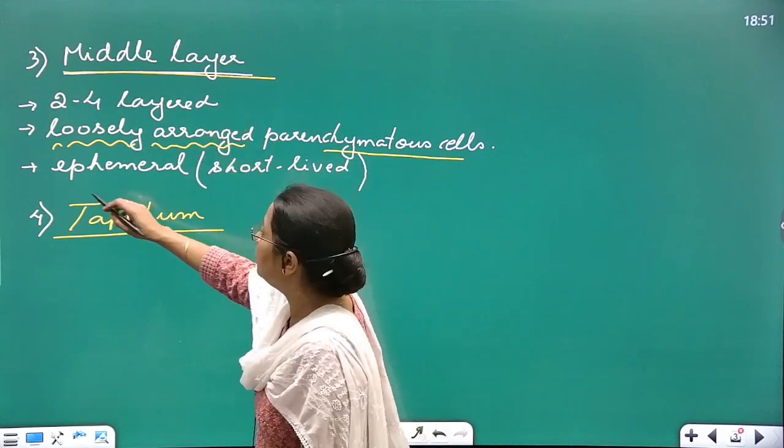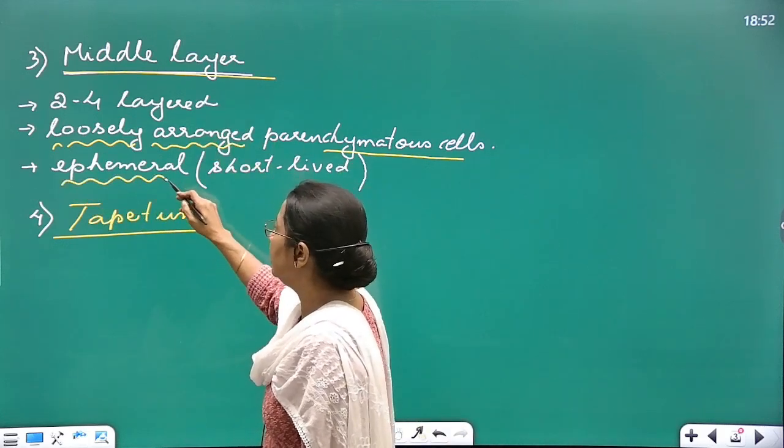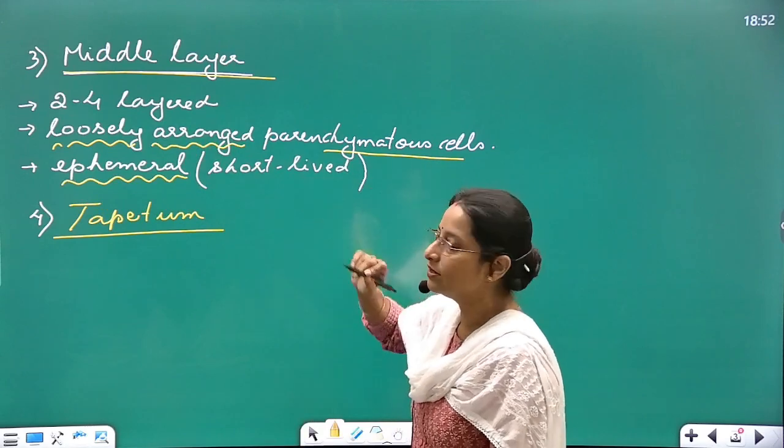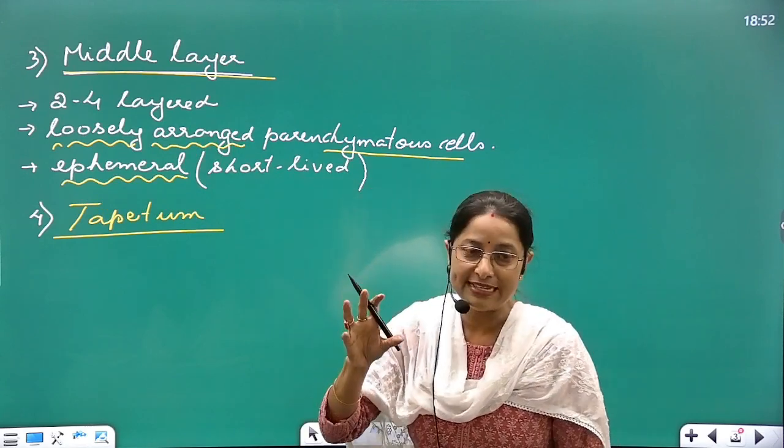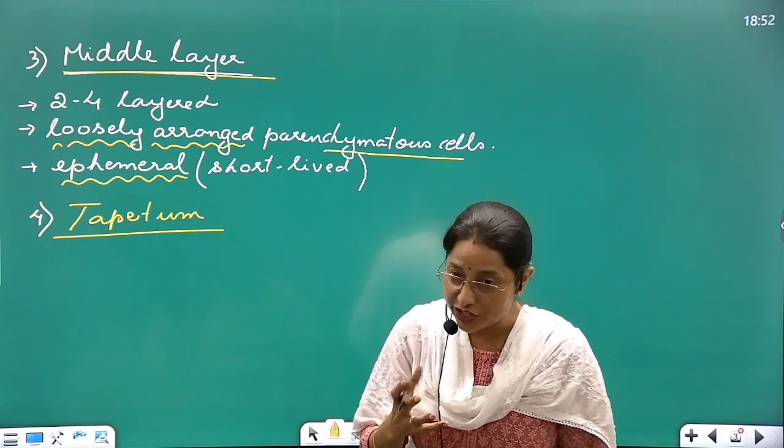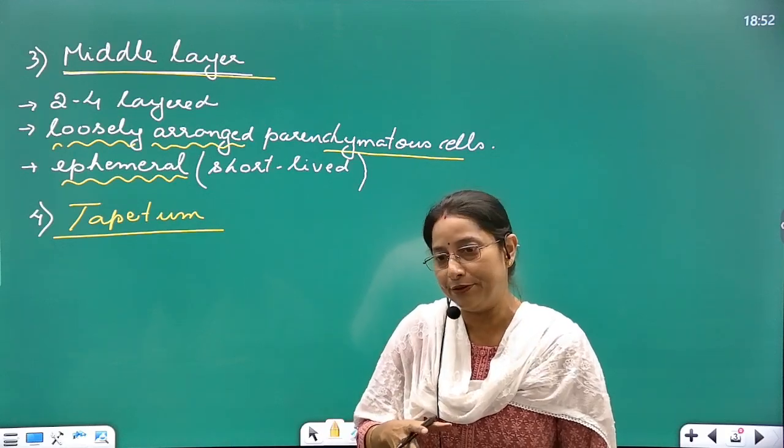Next, for the middle layer, we have used another word, ephemeral. What is ephemeral? Short-lived. So out of all these cells, what will happen as the anther matures? These cells will degenerate and die. Right?